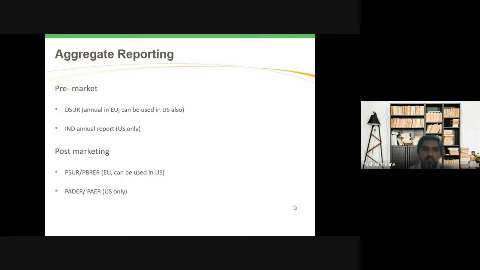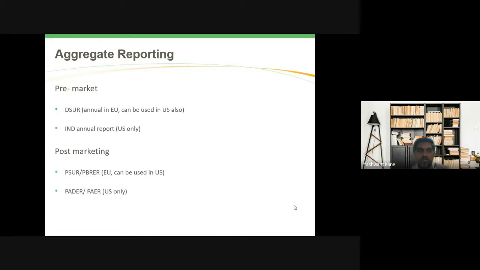a post-marketing aggregate report. The pre-marketing aggregate reports are the DSUR, which is submitted to the EU annually, and that can also be used in the US to submit annual reports. The IND annual report is asked for by the US, and in case we are not writing a DSUR, we need to submit the IND annual report to the US FDA. Post-marketing aggregate reports are PSURs or PBRERs.